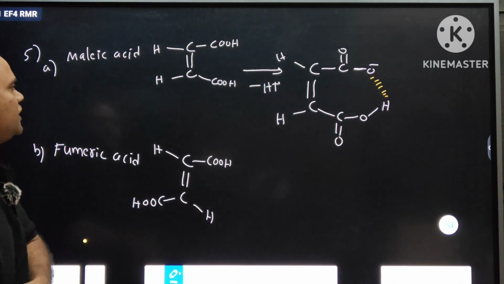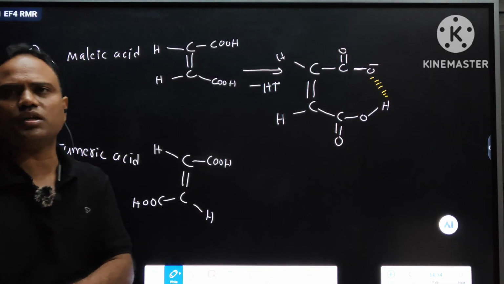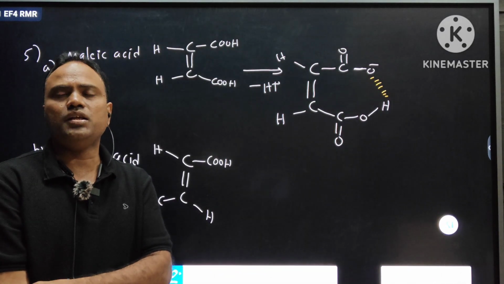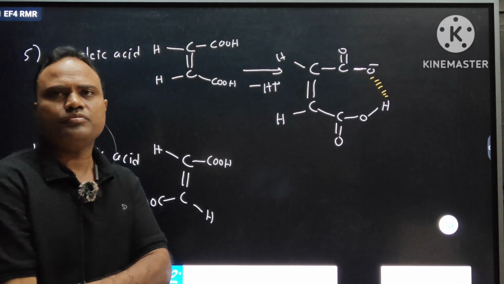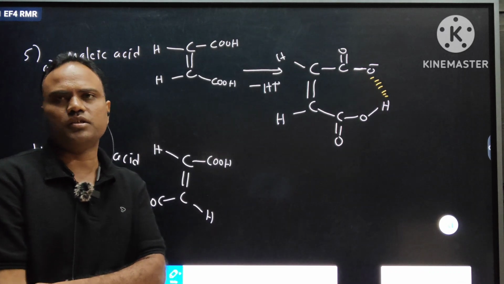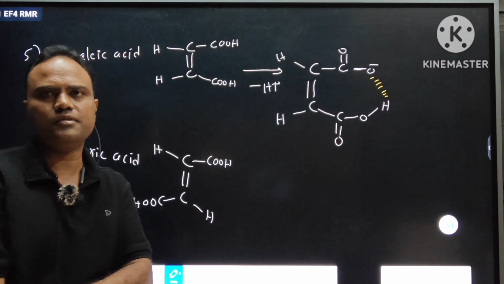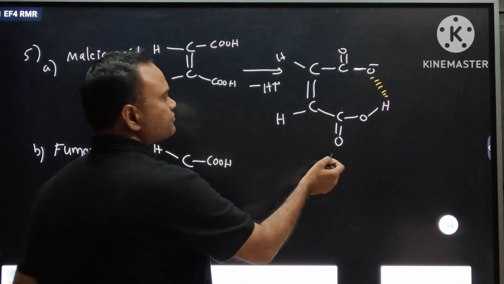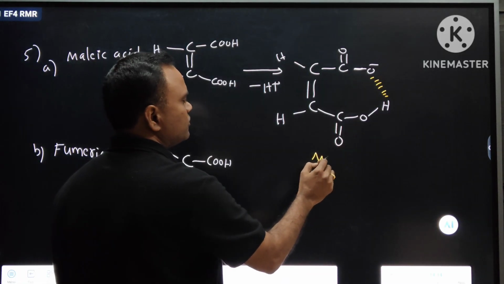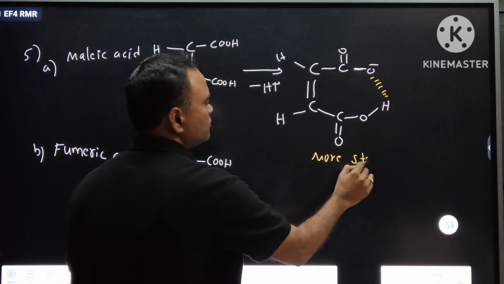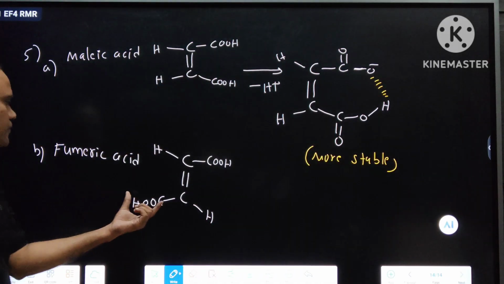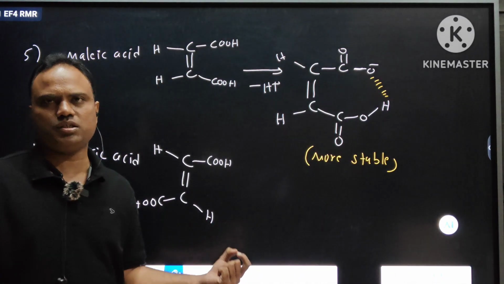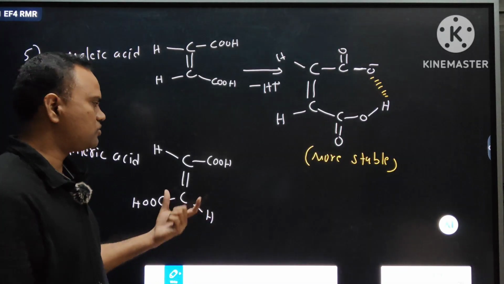You will get the question: maleic acid is a stronger acid than fumaric acid. In maleic acid, the conjugate base is stabilized by intramolecular hydrogen bonding. Both assertion and reason are correct. Like that type of questions you will get. Clear? More acidic means more stable conjugate base, more stable due to hydrogen bonding. The conjugate base formed from fumaric acid is less stable because there is no hydrogen bonding.